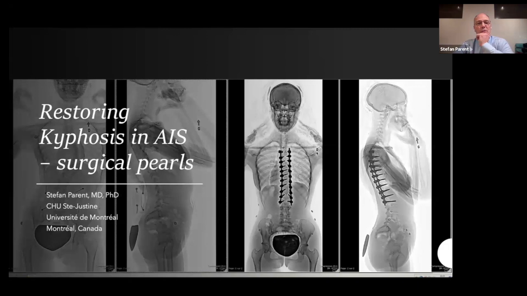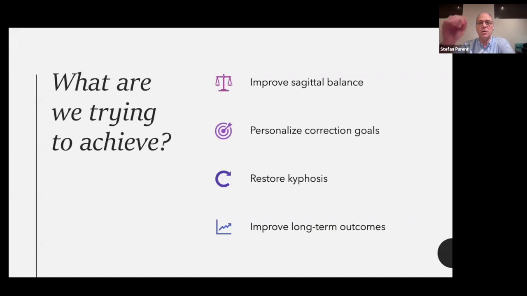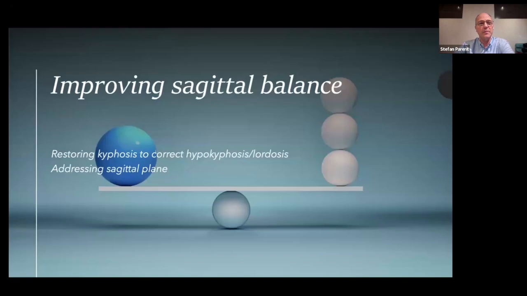So how do we restore kyphosis in surgical patients? There are a couple of surgical pearls that I wanted to give you. Again, we're trying to improve sagittal balance. We're trying to personalize the correction goals, trying to determine what the actual kyphosis for a specific patient needs to be. So you're going to look at their pelvic incidence, rely on how much lordosis they have, and then try to build on this lordosis and restore your kyphosis to improve your long-term outcomes.